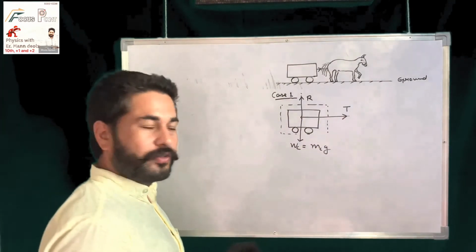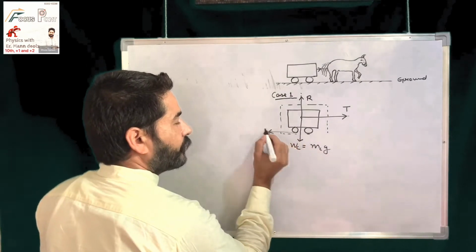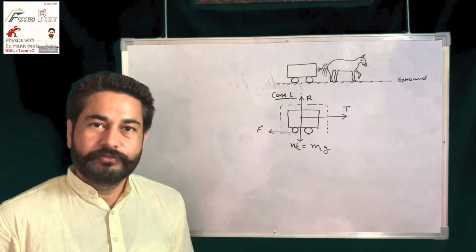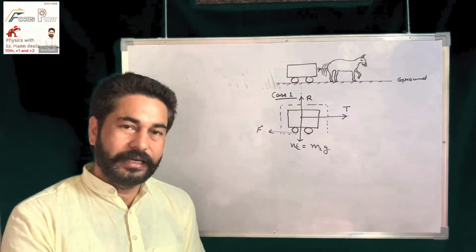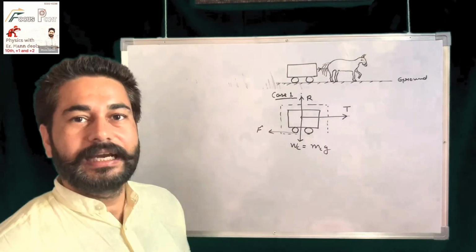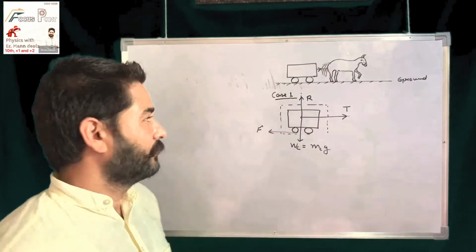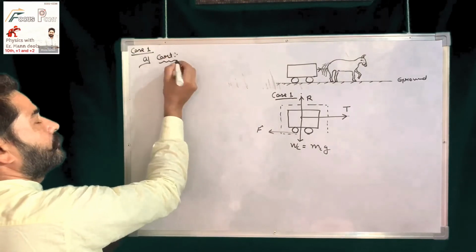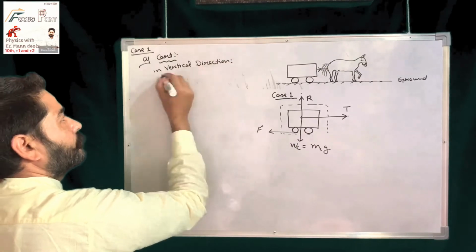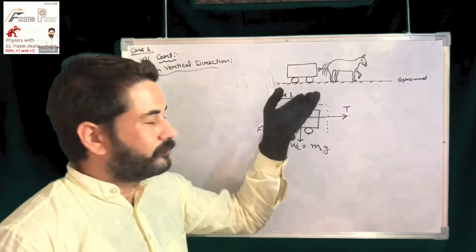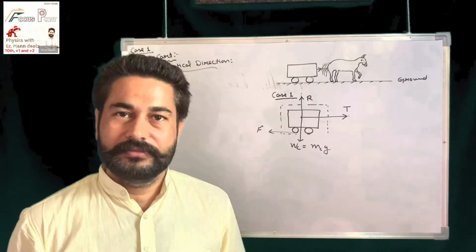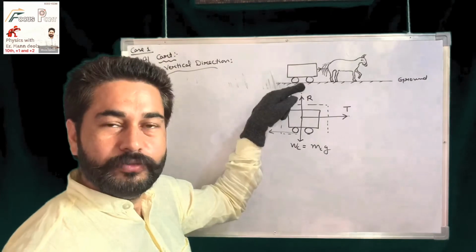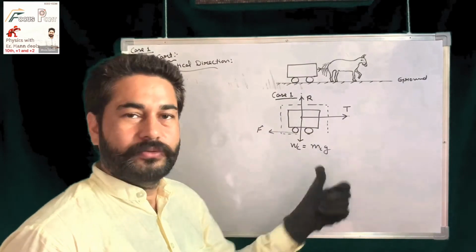Then another kind of force would be friction force, which is offered by the ground on the wheels of the cart, due to which the cart moves. Four types of forces are acting on the cart. Okay, so if we write the equations, in the vertical direction, as there is no movement of the cart, it means this reaction would be balanced by the weight.